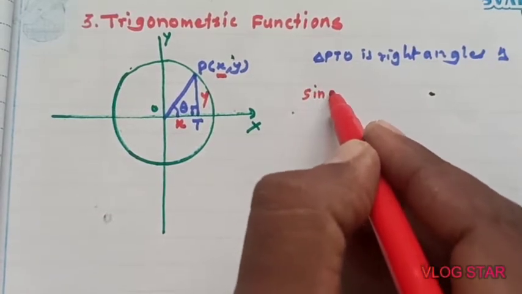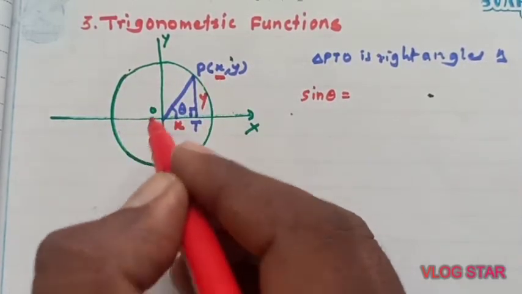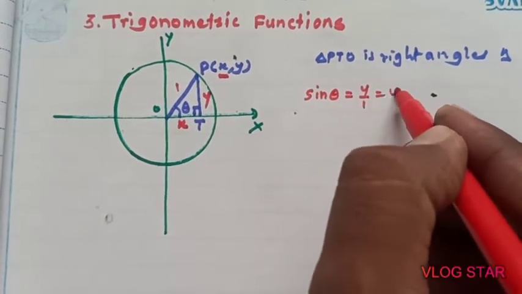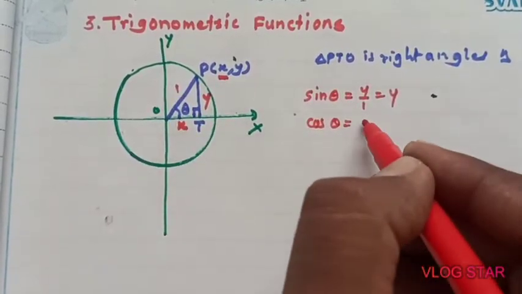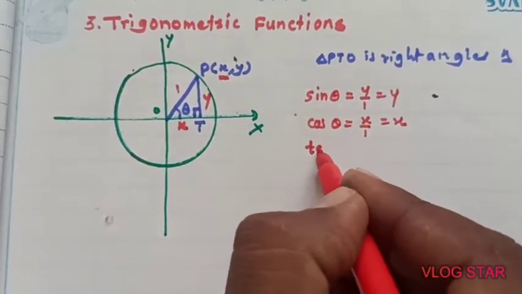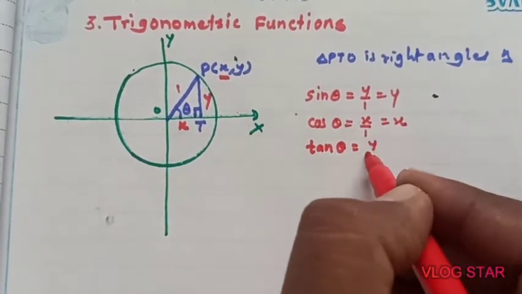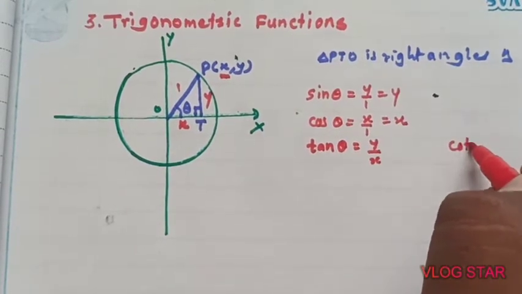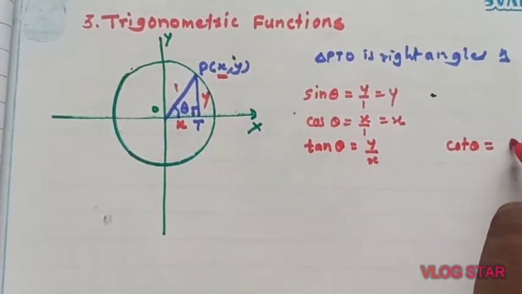Sine theta, as you know, is opposite by hypotenuse. This is a standard unit circle, so the radius is 1. So it becomes y by 1, which is actually y. Cos theta is adjacent by hypotenuse, so x by 1, so it is x. Like that we can define tan theta as opposite by adjacent, so y by x. Similarly we can define cot theta. What is cot theta? As you know, it is the reciprocal of tan, so x by y.